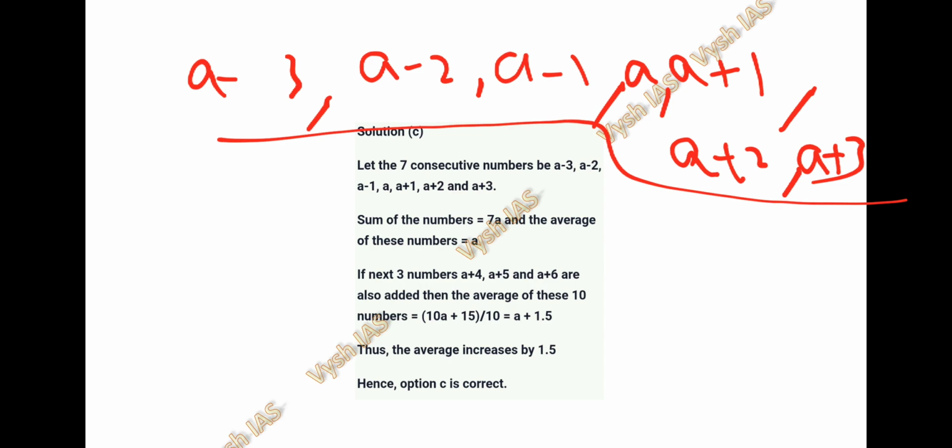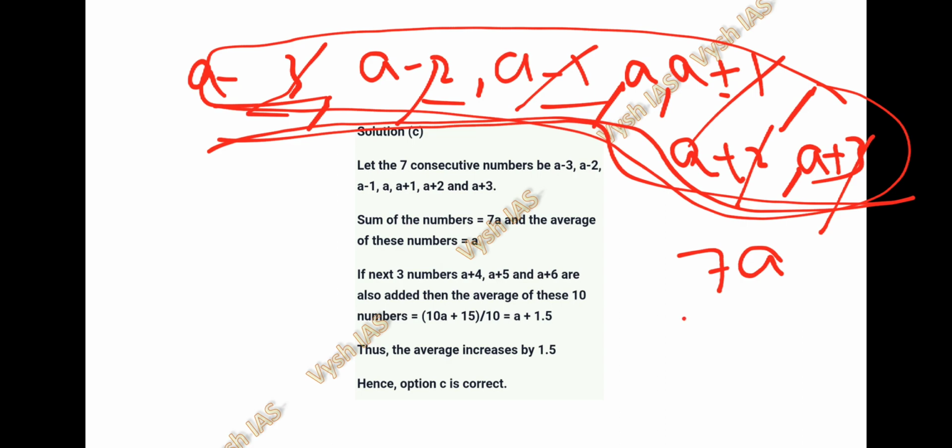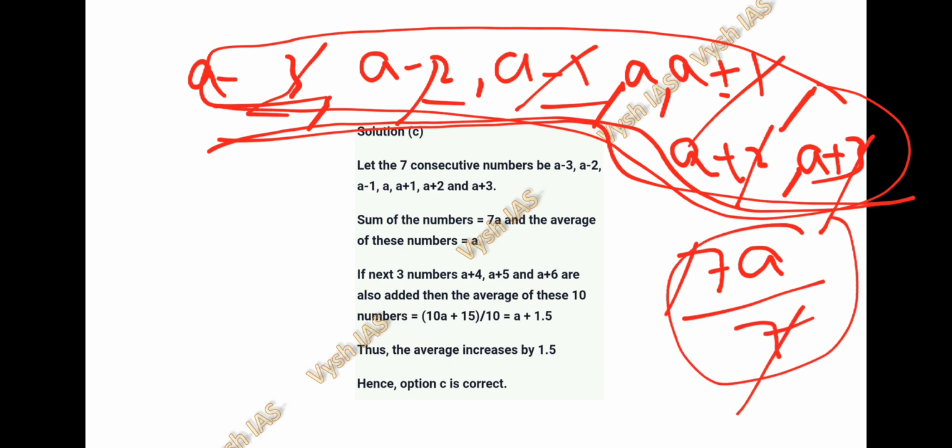So sum of the numbers. If you add all these numbers, definitely this 3 and this 3 get cancelled, this 2 and this 2 get cancelled, this 1 and this 1 get cancelled, and there are 7 A's left. So the average is 7A by 7 numbers. So the average will definitely be A. If you add the next 3 numbers, that is A plus 4, A plus 5 and A plus 6, what will happen? What will be the average of these 10 numbers? This is what they are asking us.